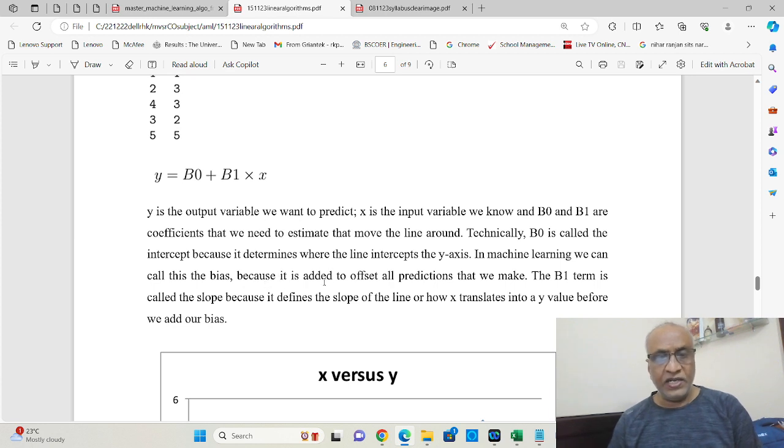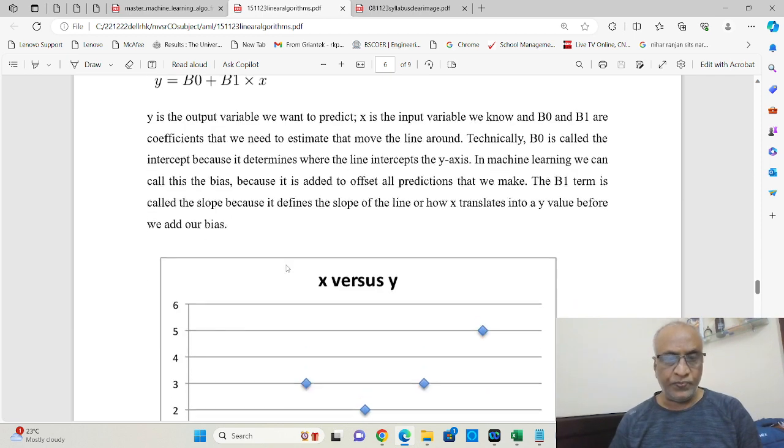Why is it called a bias? As it is added to offset all predictions that we make. Here b1 is called the slope because it defines the slope of the line, or how this x translates into a y before we add our bias. So we are clear about what b0 and b1 are. Both of them are coefficients, but b0 is the intercept or bias, and b1 is the slope.